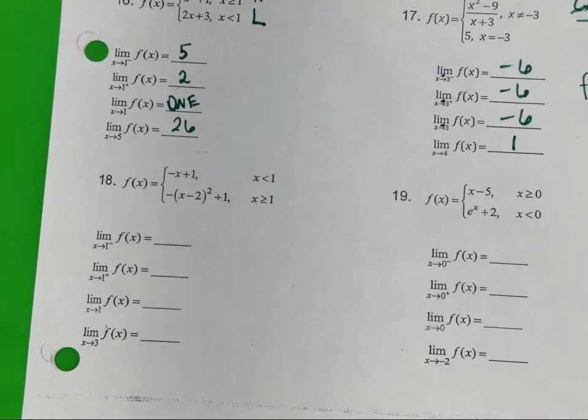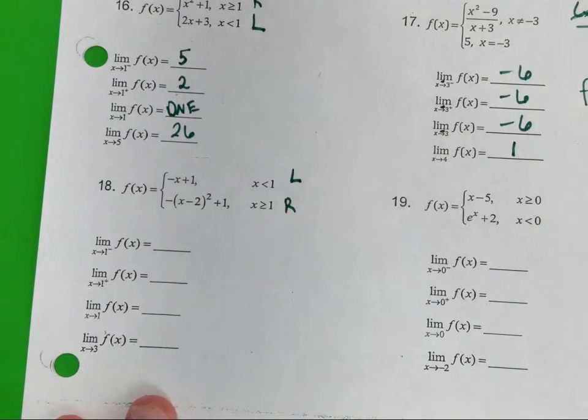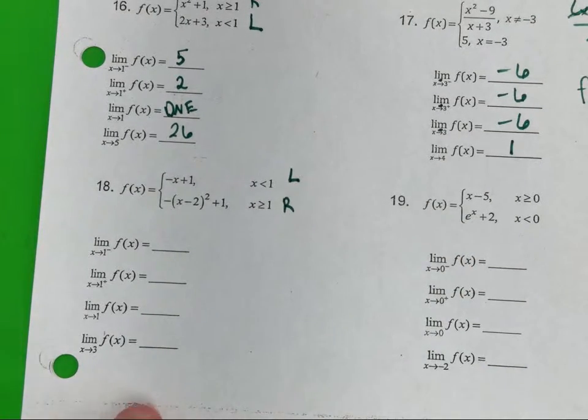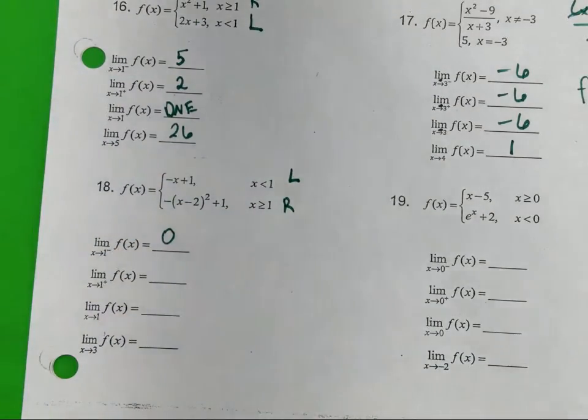Now, on number 18, which one of these pieces deals with the left side? Top. The bottom is the right. Does everybody see that? I want to know what's happening to x as it approaches 1 from the left. First thing, I will pick this left piece right here. When I plug 1 into that top, do I have any trouble? No, I get 0. As long as 0 is not in the denominator, that's the only time you've got trouble. If you have 0 in the denominator, you have to do something. I can get 0 because I didn't have a denominator here.